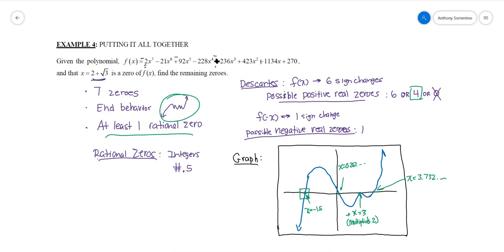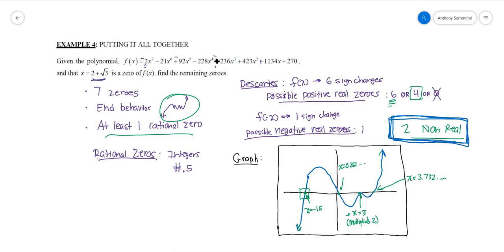7 zeros. Right now I'm accounting for 1, 2, 3, 4, 5 of them. I know that chances are I'm not seeing any signs that I'm going to have 6 positive real zeros here. That means there's 2 that are not accounted for. And because the end behavior is acting the way it should be, I'm going to probably expect that I'm going to have 2 of these that are non-real. Now that's what I'm going to be ultimately looking for on this.